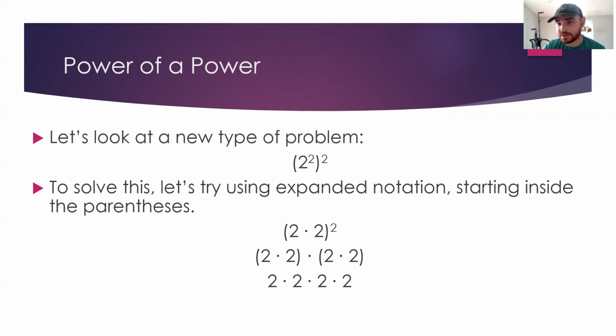We can rewrite that without the parentheses because it doesn't matter anymore. We're using multiplication. And then rewrite this in exponential notation, and we get 2 to the 4th. So 2 squared squared equals 2 to the 4th.